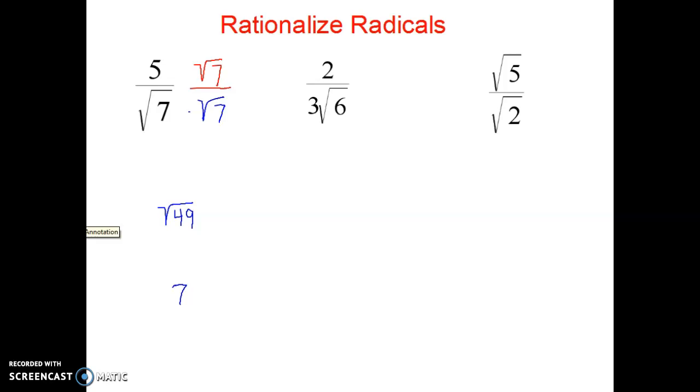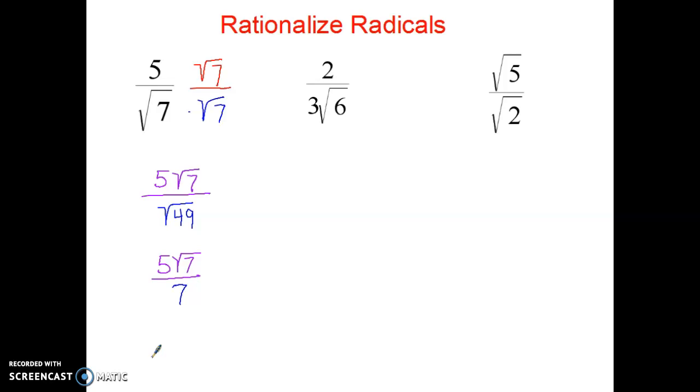So now the next thing I need to do is just multiply in the numerator. And the 5 and 7 can't be multiplied together because the 5's not under a square root symbol. So my final simplified answer for the first one would be 5 square roots of 7 over the number 7.